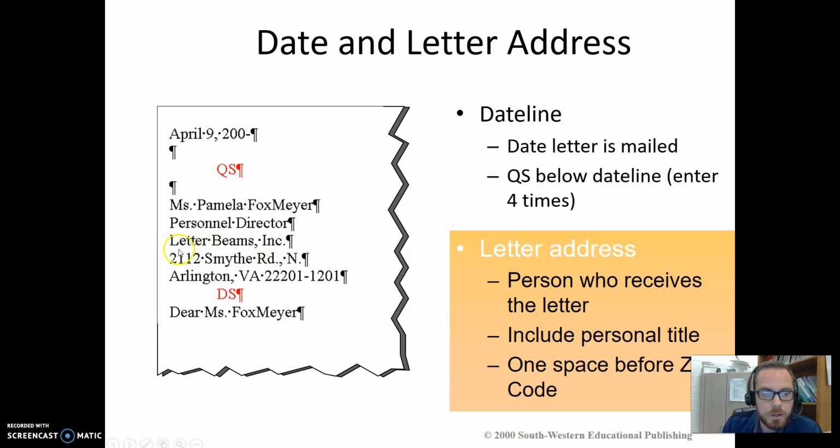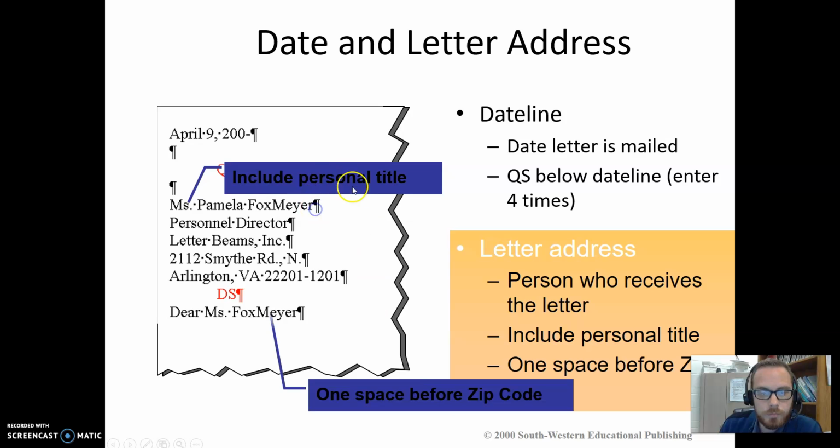Letter beams incorporated, then you'd put the address, so you put the address of the road, okay, and then you hit enter again, and then you do the city, state, and then zip code. Okay, so city, state, and zip code is always going to be on a different line than the address of where you're at specifically in the city. Okay. All right. Personal title, 1 space before the zip code. Okay.